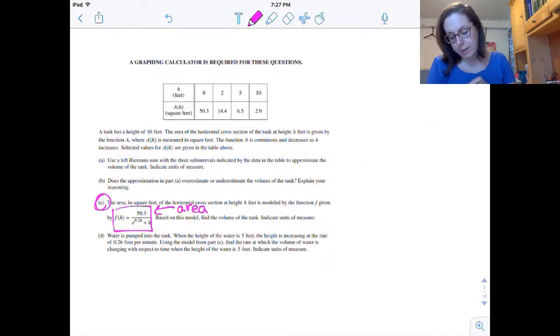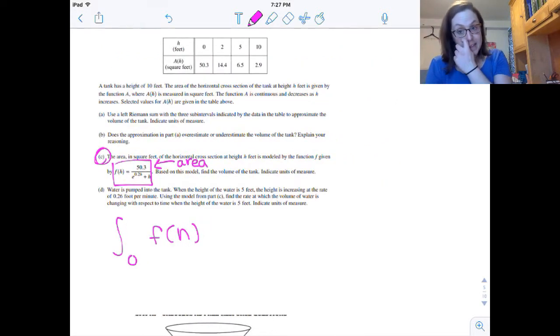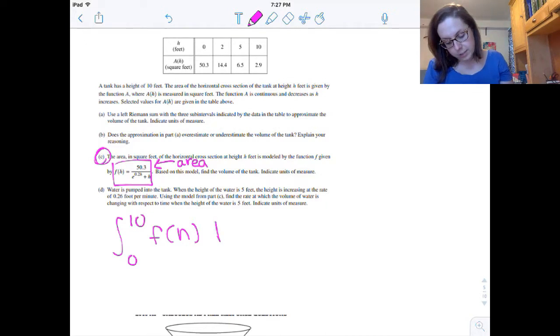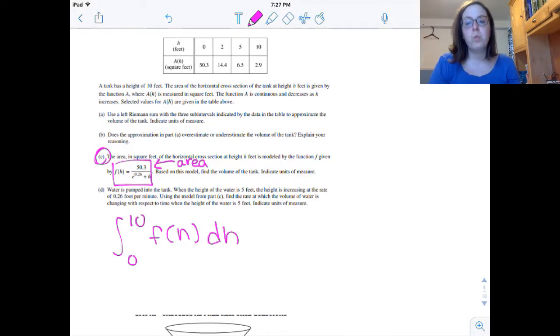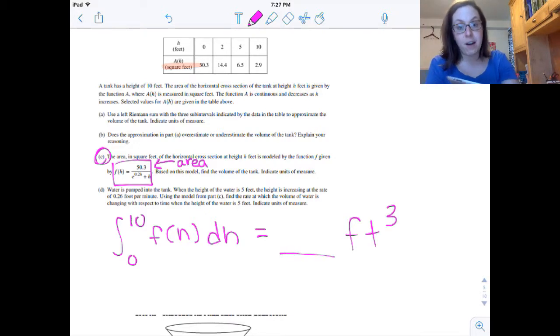So what I would be doing is saying, let's take that area function and let's integrate it from 0 to the height. And they told us that this is 10 feet tall. So 0 to 10 dh. So that would be what I would be starting with. I would plug that into my calculator. And I want to think about my units. This is in square feet, so this would be in cubic feet. I'd just throw that integral into my calculator, and that would give me my total volume. Right? They gave me the area formula, so I'm integrating to find the volume.